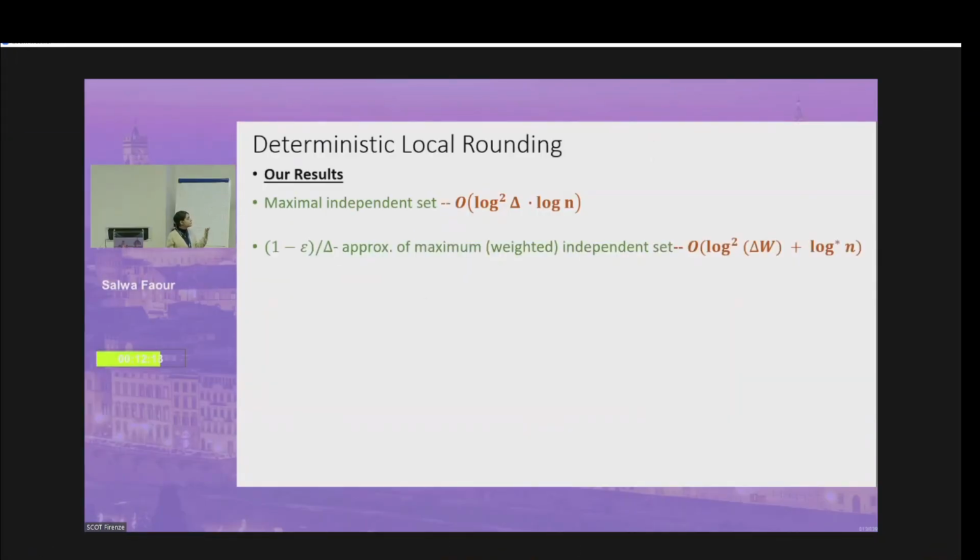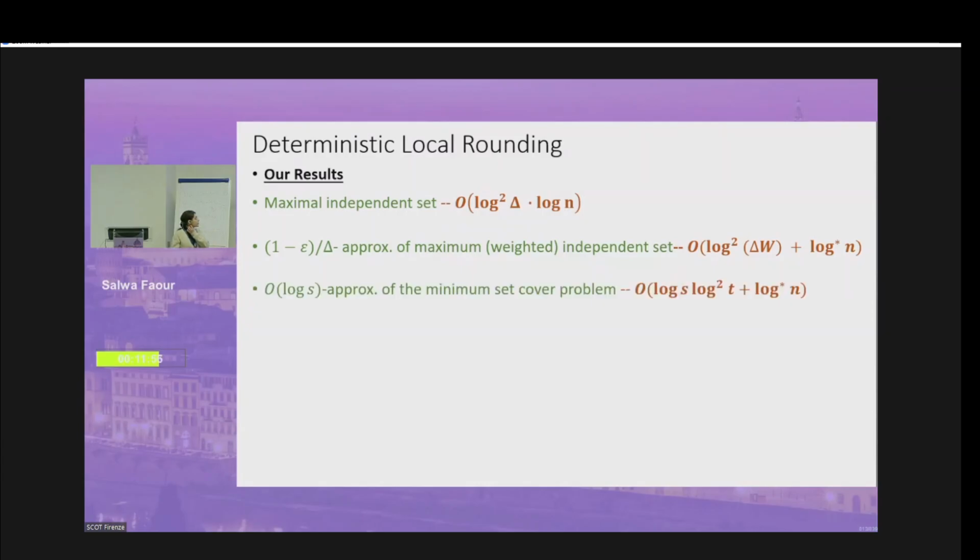Okay, so our result is not just MIS. We use this general framework to solve other problems, including but not limited to giving a good delta approximation of the maximum node weighted independent set. Epsilon is a small constant, in order log squared delta W plus log star n rounds. W here is the maximum node weight.